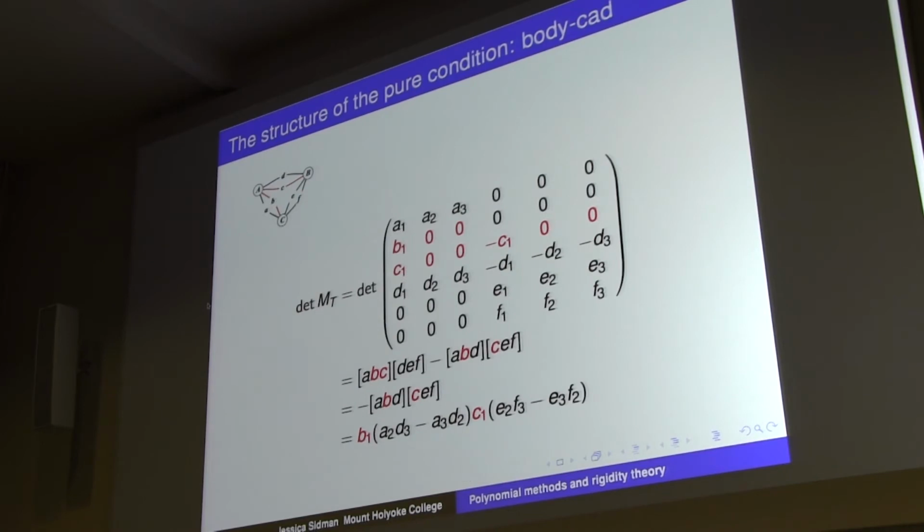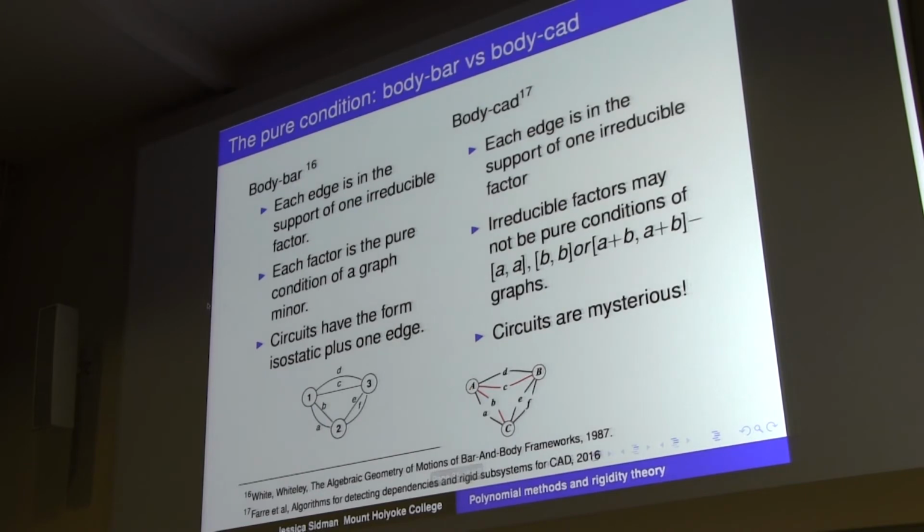It's the same example as before, but now instead of having 2 of these bracket monomials, I only have 1, because one of my bracket monomials put B and C together in the same determinant, but each of those only has 1 non-zero entry, so I can't put them together. I get 0 for that. So in the body-and-CAD setting, these pure conditions factor, it's much messier, and they sort of factor unexpectedly in some ways.